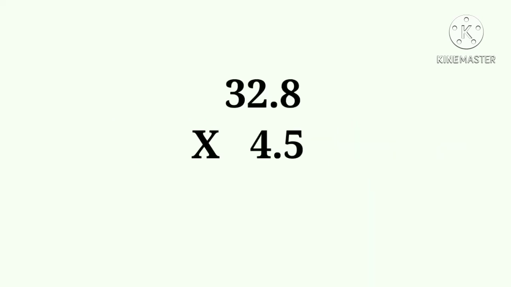Let us align first the decimals in column, but not necessarily by place value. So let's have 32 and 8 tenths times 4 and 5 tenths. So ignoring the decimal points, we are going to multiply the decimal numbers as if they were whole numbers. 5 times 8 is 40. Since 40 is greater than 10, we are going to regroup. So we have now 0, regroup 4.